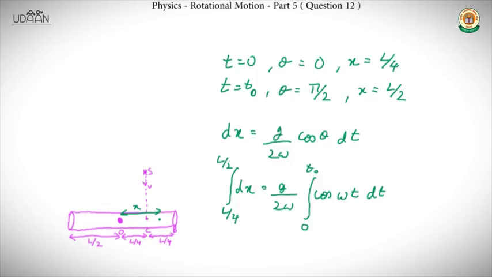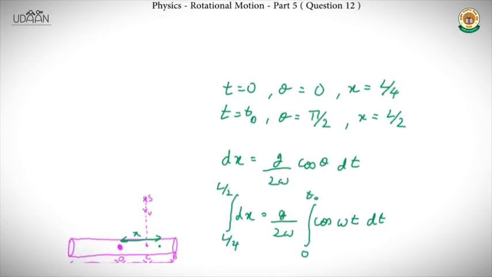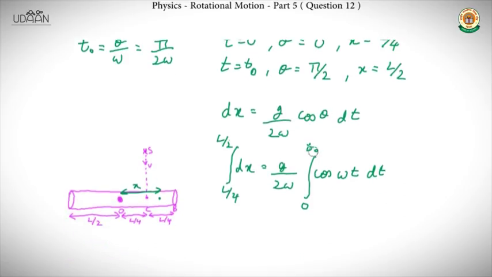Now we'll integrate this, but before that, one thing which we need to see over here is that at time t equal to t naught, the angle rotated is pi by 2, right? And the constant angular velocity was there, which was omega. Right? So we know omega, we know theta. So can we find t naught? Obviously yes. Right? So t naught will be equal to theta by omega, which will be given by pi by 2 omega. So let's replace the t naught over here with pi by 2 omega. This goes away and we get pi by 2 omega.